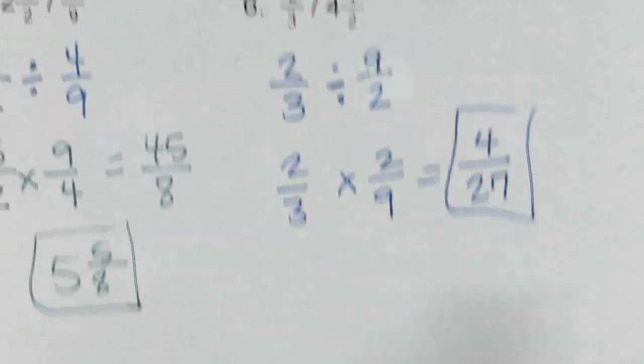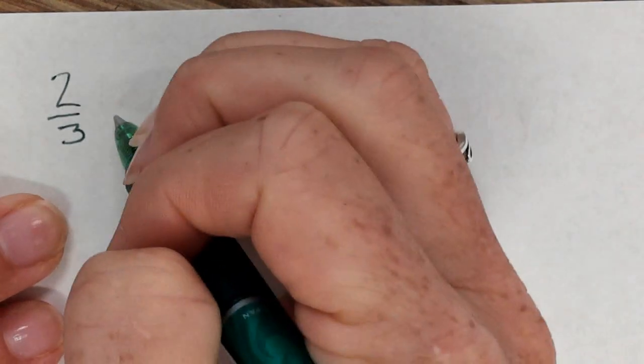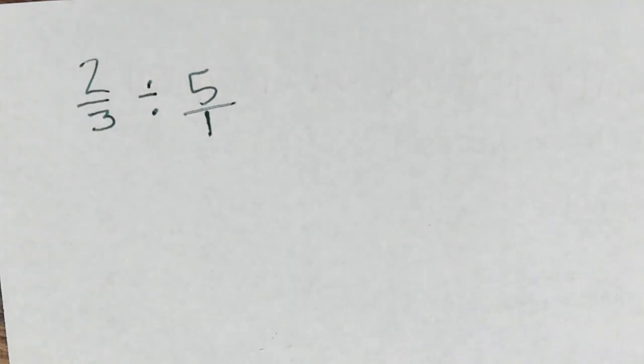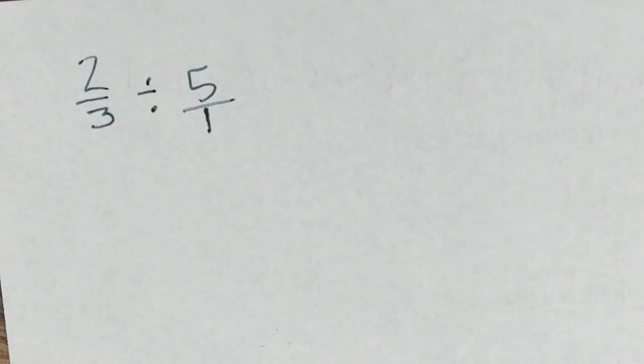Okay, flip to the back of your paper. I want to talk to you about whole numbers. What if I had 2/3 divided by 5? Yes, write it down. What if I had 2/3 divided by 5? You have to make the whole number a fraction without changing its value. Well, what's 5 divided by 1? It's still 5. Did I change its value? No. I just need a fraction to divide.